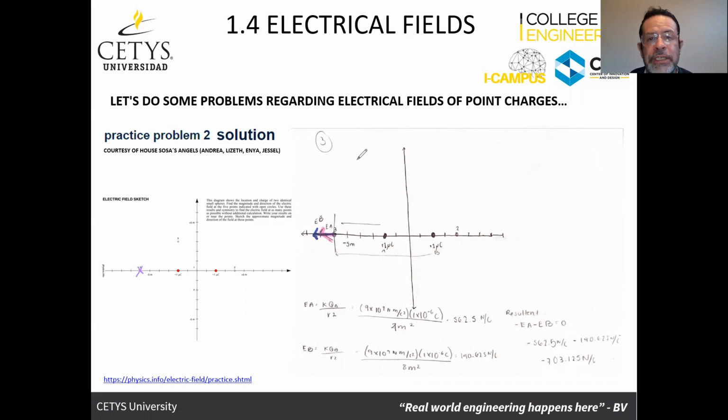And so we're going to have different distances here as well. We're going to have a distance of, no, I'm sorry, 4 meters for A, and we're going to have 8 meters for B. And so calculate both of the electrical fields. Obviously, the electrical field in A is larger because it is closer.